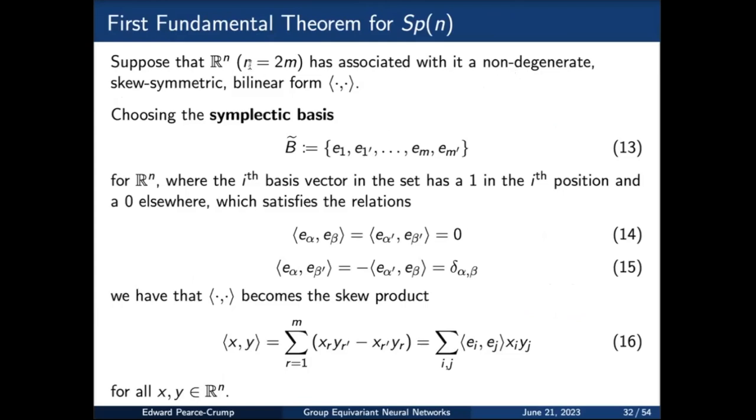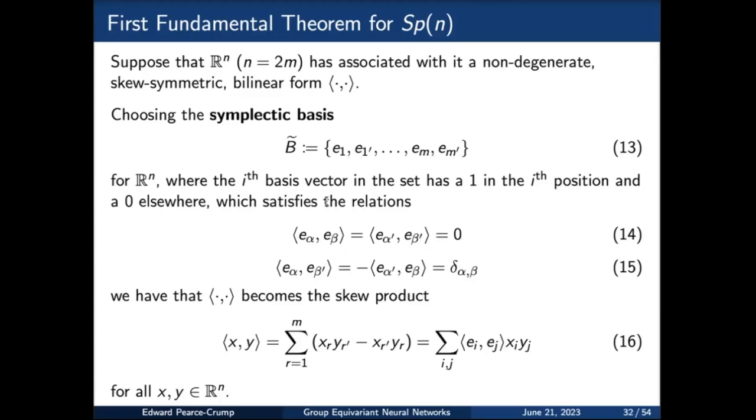First of all, I should say that n has to be 2m, and that's because the form is non-degenerate. And there's a theorem you can go and look up called Jacobi's theorem that will show you why that's true. And so the basis itself is indexed slightly differently. It has these 1 and 1 dash all the way up to m and m dash. But it's just going to be standard. If you pick the symmetric form, which we will do as well, this basis would just be standard, but it's just got a different indexing.